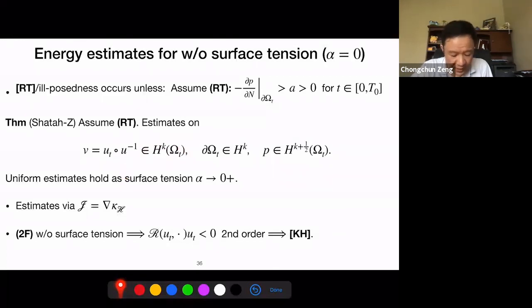So instead of estimating the velocity directly, we created a vector field to consider. We take the mean curvature of the surface and take the harmonic extension to the interior. So solve the Laplace equation with the boundary value equal to the mean curvature. Then you get a harmonic function, and you take the gradient. This is a divergence-free vector field, and it almost satisfies the linearized equation, subject to some lower order terms.